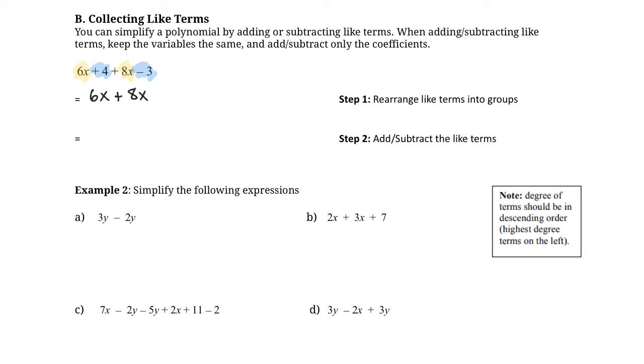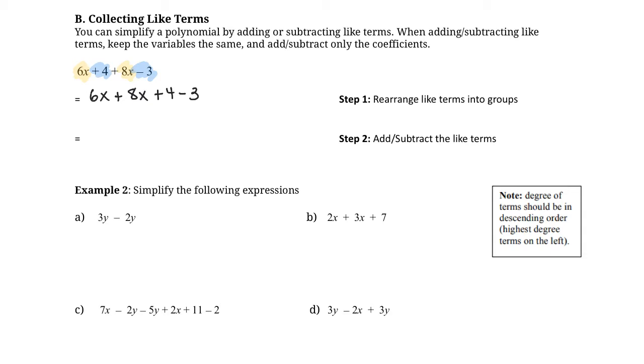So on the same line, the second line, I'm going to put them in. So I've just recopied them. I've got a plus 4, which came from the original expression, and I've got a -3, which also came from the original expression. All right, our second step is to add or subtract the like terms.